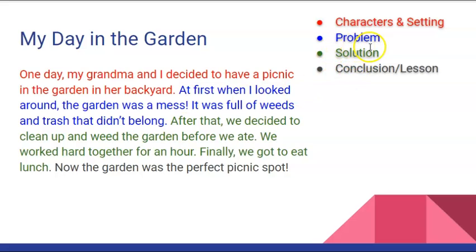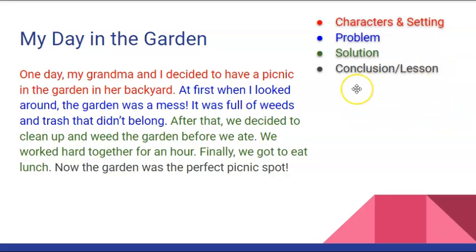Okay, let's see. Was I able to identify a problem in my story? Let's keep reading. At first, when I looked around, the garden was a mess. It was full of weeds and trash that didn't belong. So yeah, I told the reader my problem. My problem is the garden is a mess. Let's see if I wrote a solution, how my problem gets fixed. After that, we decided to clean up and weed the garden before we ate. We worked hard together for an hour. Finally, we got to eat lunch. Did I describe how we fixed the problem? Yeah, my grandma and I spent an hour cleaning up and weeding the garden.